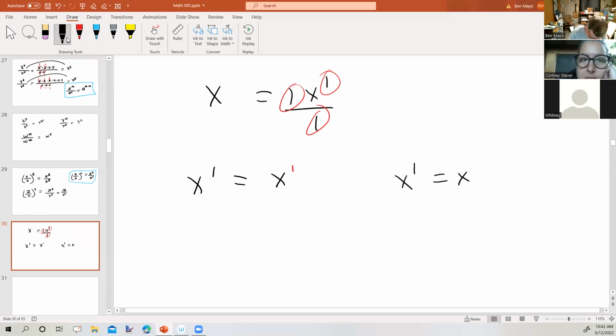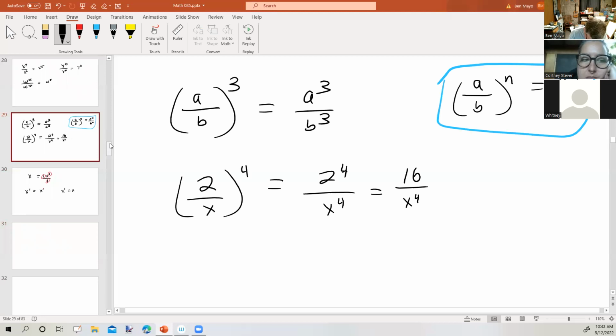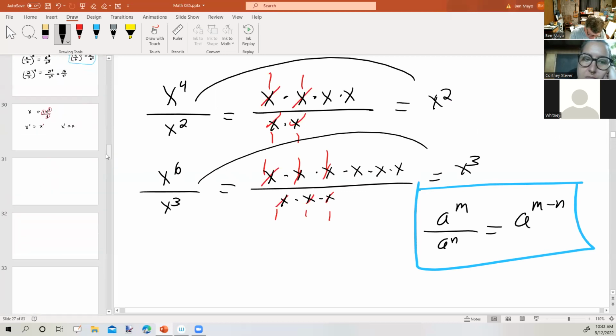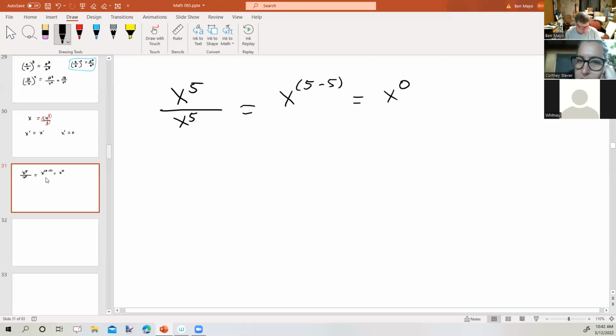All right. Now, let's go back and look at this rule again, where we're dividing 2 powers with the same base, and we subtract the bottom exponent from the top exponent, okay? I've got the following situation, x to the 5th divided by x to the 5th. Using that rule that we just looked at, this would be x to the 5 minus 5 power, which would be x to the 0 power. All right, let's do this problem a different way.